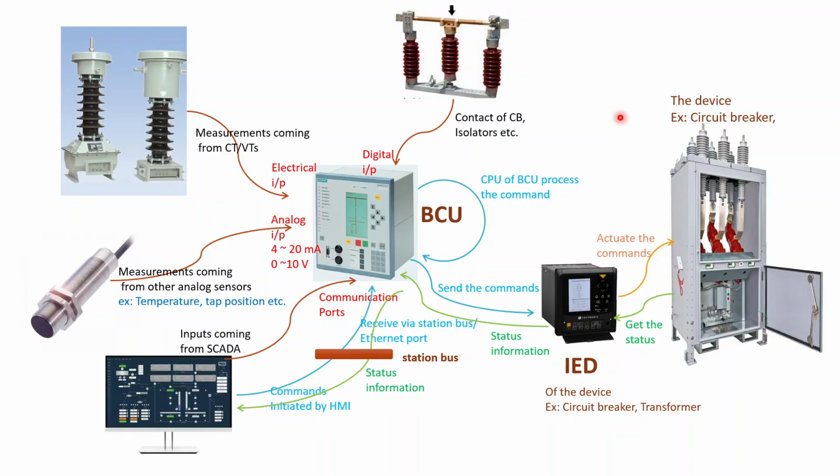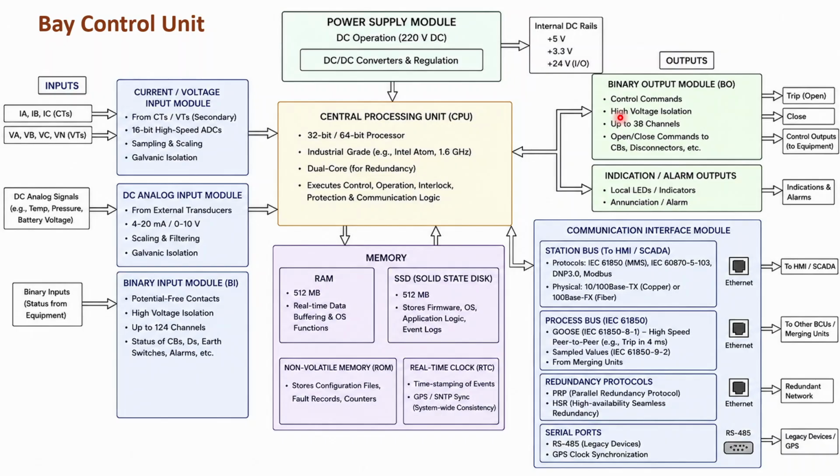Right. So that's the basic function of the bay controller. If you look inside the bay controller, these are the things that you can see. You have the electrical inputs, right? Basically current and voltage input modules are there. So you have the current transformers, voltage transformers, and then you have 16-bit high-speed A to D converters to convert these current and voltage values to digital values, right? And you need isolation also for protection purposes, right?